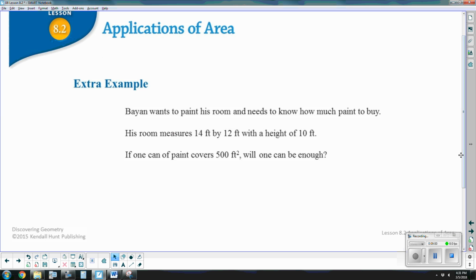So here's where you're going to be able to apply these kinds of problems. In this extra example, Brian wants to know how much paint he needs to buy if he only buys 1 can of paint, and 1 can of paint is going to cover 500 square feet. Is that going to be enough given his room? So let's find the area of his room first. We've got 14 feet by 12 feet, and he's got a height of 10 feet.